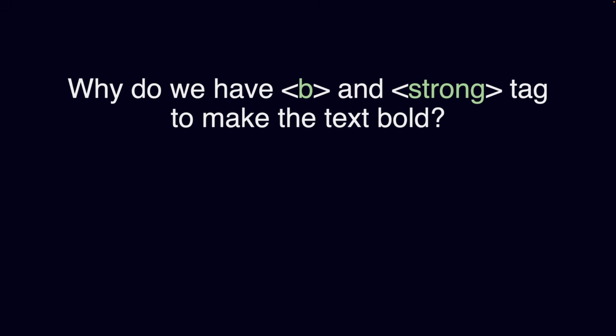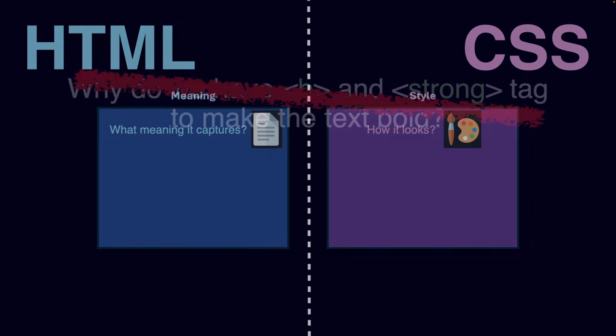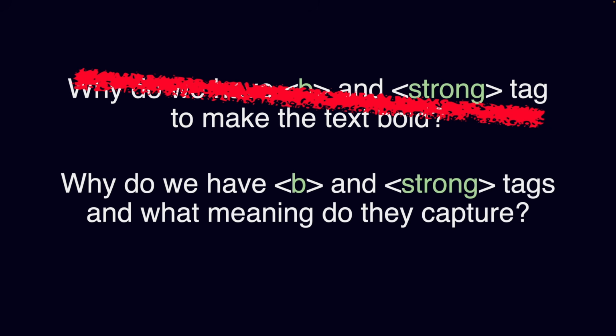The answer is really interesting, that this is not the right question to ask. HTML is not about styles at all. It is about meaning, about the semantics of our content. The HTML tags carry a meaning regardless of what style we apply to them. So let me fix the question and ask the right one. Why do we have B tag and a strong tag, and what meanings do they capture?